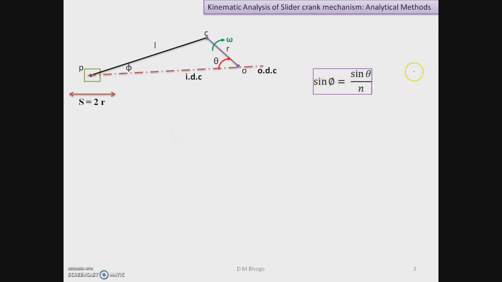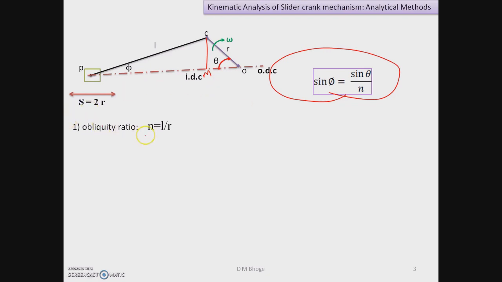The very first equation we have derived is sin phi equals sin theta upon n, which is obtained from these two right angle triangles. Say this is point M. So from this first triangle we get sin of phi equals CM upon L, and from the second right angle triangle CMO we get sin of theta equals CM upon R. So common side is CM. Equating for common side CM, we obtain this relation between the crank and connecting rod displacement.